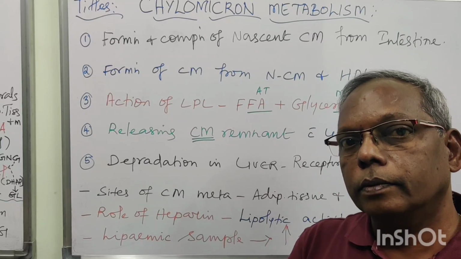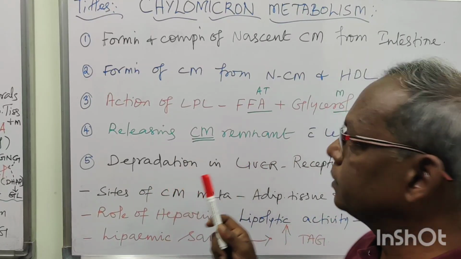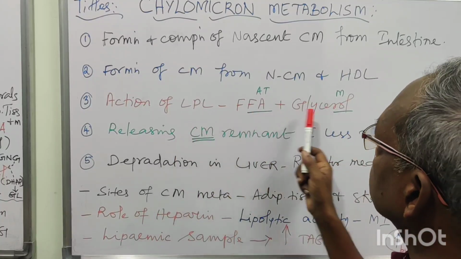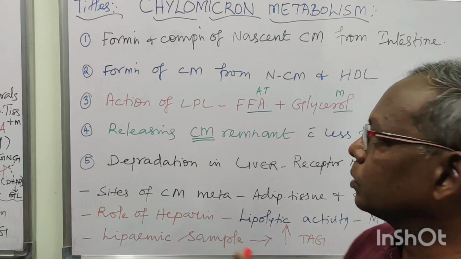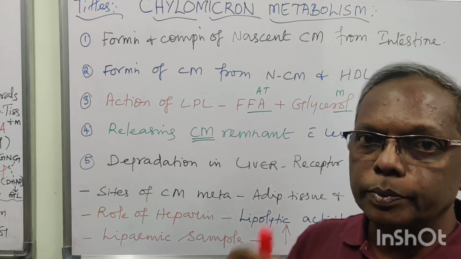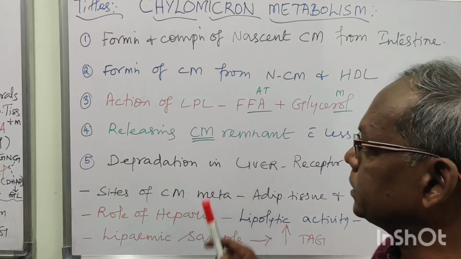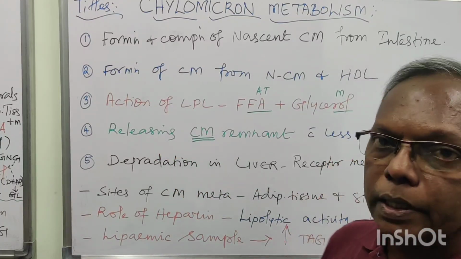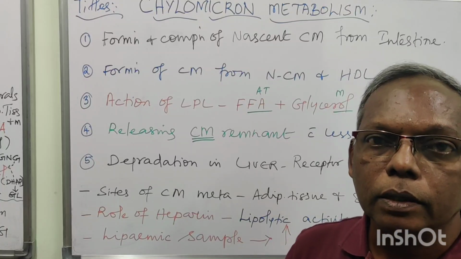Third one is the role of LPL, lipoprotein lipase, a very important enzyme for the conversion of triacylglycerols into fatty acids and glycerol, right? The glycerol is for the liver for glycolysis or gluconeogenesis. Free fatty acids are deposited in the peripherals like adipose tissue and give energy to the muscles. Next, releasing chylomicron remnant with the use of TAG and cholesterol.